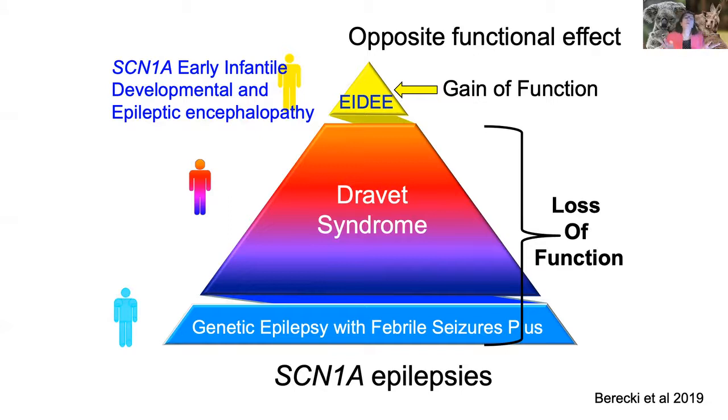So it's really important that if you have a child with SCN1A mutation, you understand the phenotypic difference, the difference in presentation between these 2 syndromes, because you treat them very differently. In the gain of function babies, you would use a sodium channel blocker such as carbamazepine, oxcarbazepine, phenytoin, whereas in the loss of function babies, you would not use a sodium channel blocker.